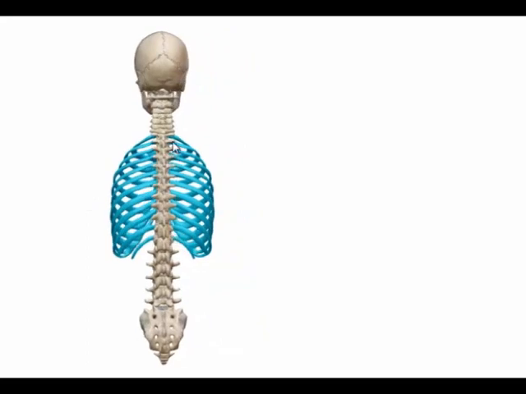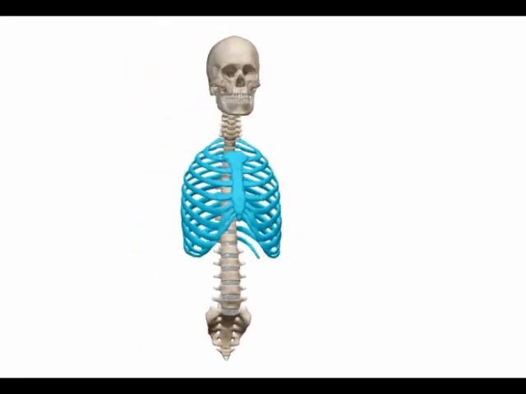So the first pair of ribs here will be attached onto T1, the second pair will be attached onto T2, and so on all the way down along onto T12. At the front of the body, the anterior view, the ribs are attached to the sternum. This means then that the vertebrae of the thoracic region are much more limited because of these attachments.